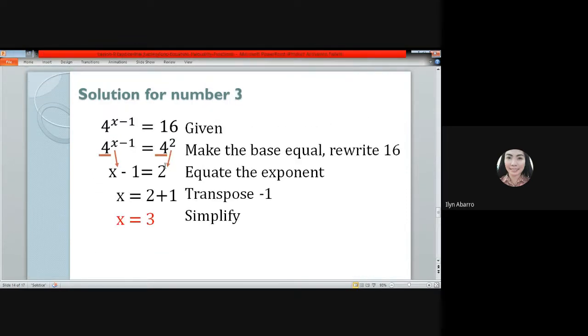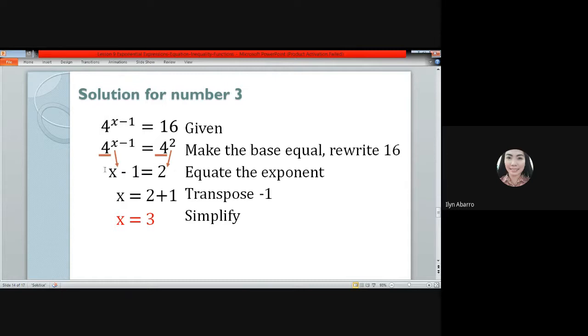Number 3, 4 raised to x minus 1 is equal to 16. This is the given. Now, like what I've said, our first goal is to make the bases equal. Can we rewrite 16 with the base of 4? Yes. So, 16 can be written as 4 squared. It means that that is 4 times 4, that is 16. Okay? Now that the bases are equal, we can now equate the exponents. The exponents are x minus 1 equals 2.